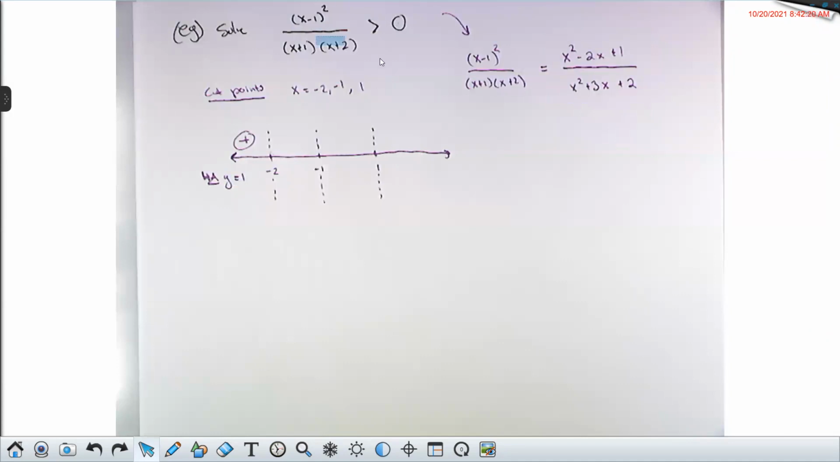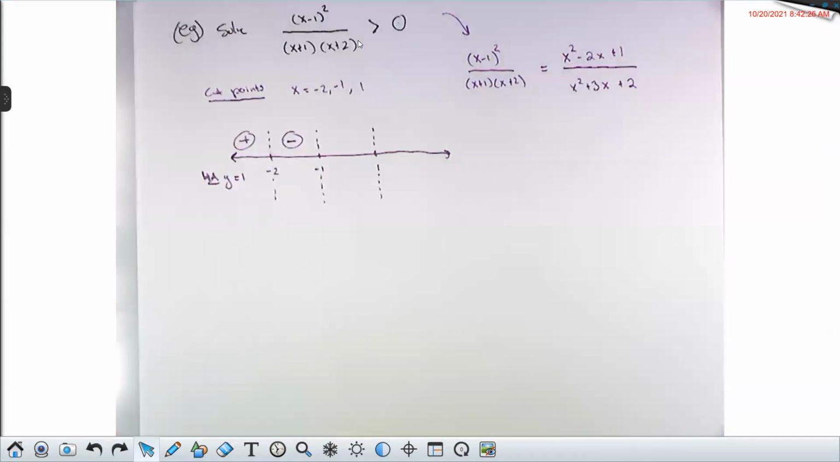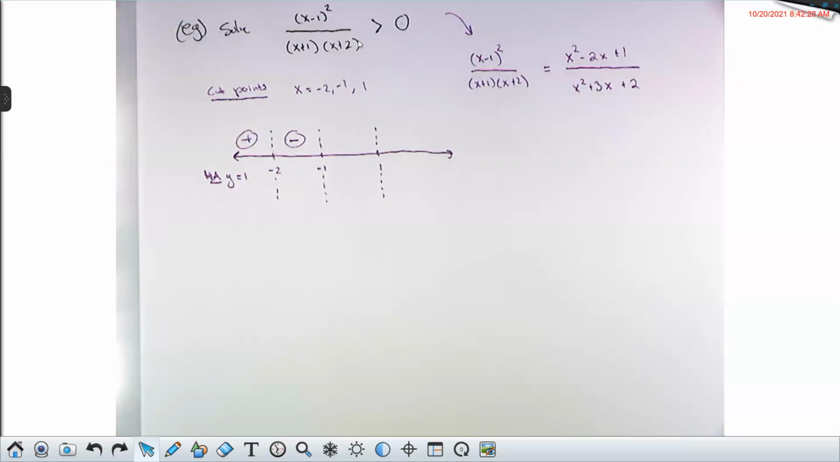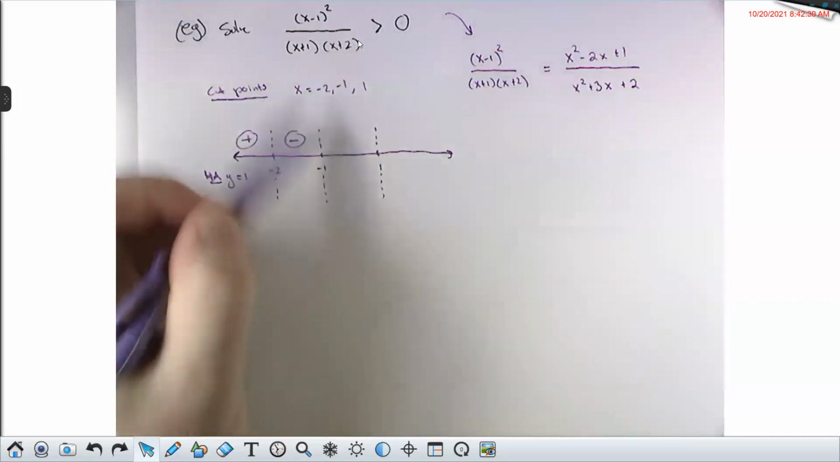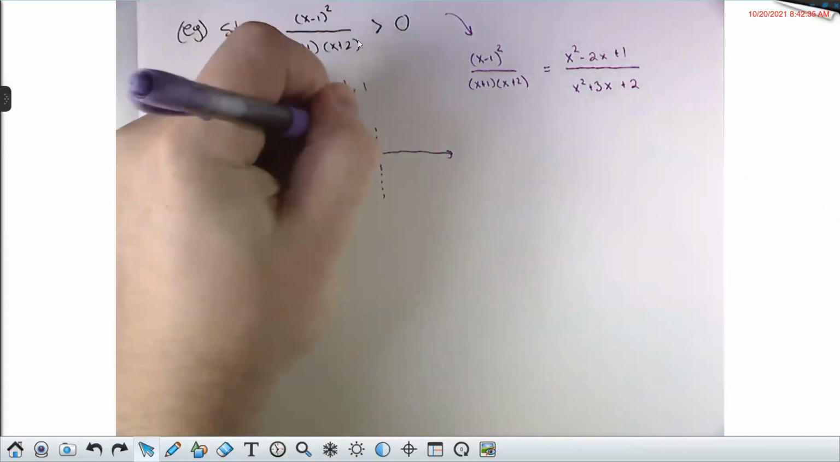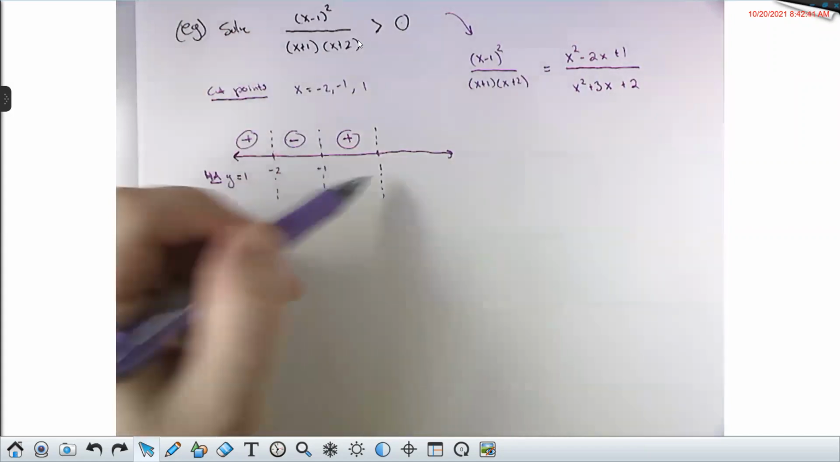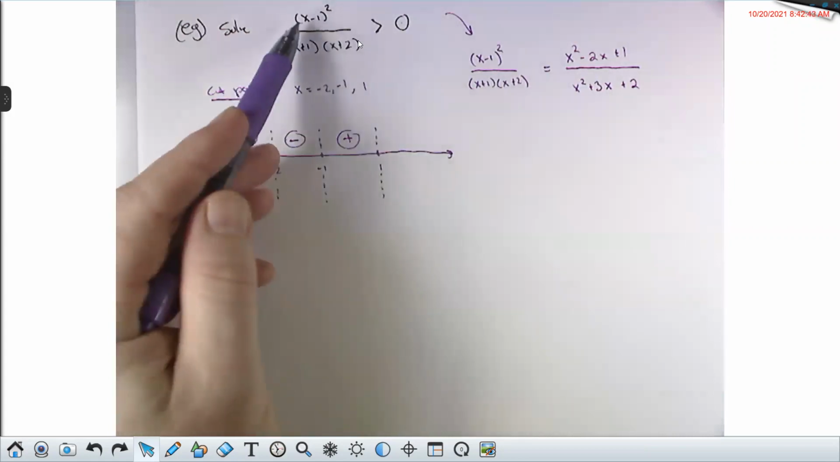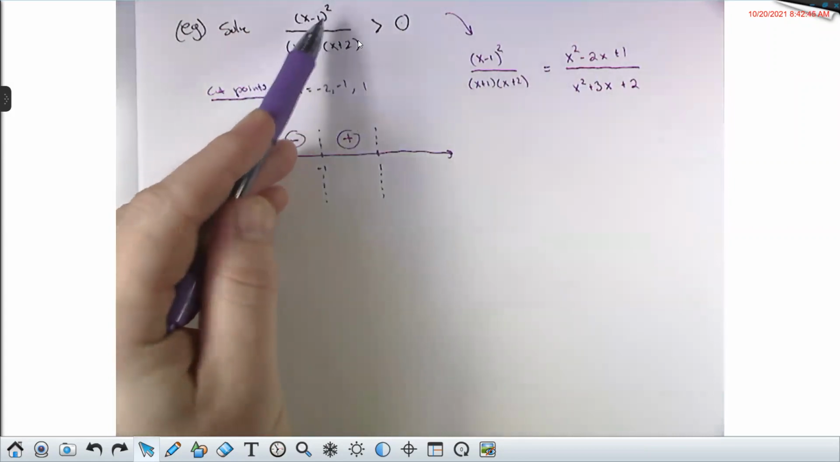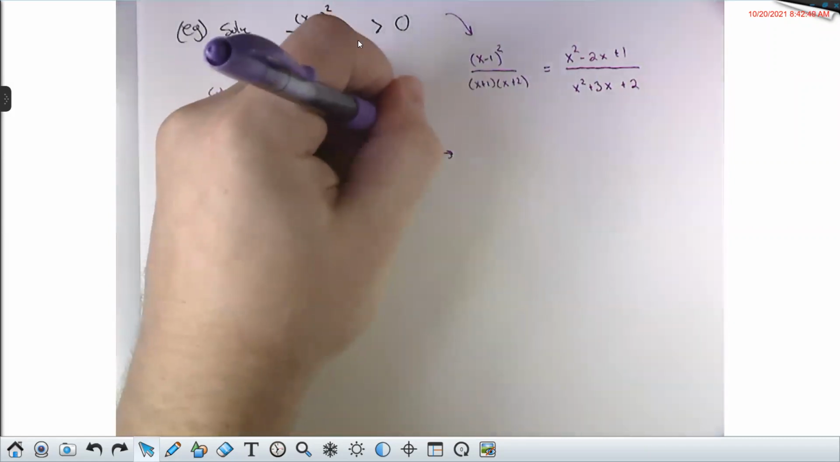Changes sign, right? Because the x plus 2 factor here is an odd multiplicity. It's a multiplicity 1. So we'll go from positive to negative. And again, as we hop over the -1, that comes from this factor. We will change sign because that's also a multiplicity 1 factor. But then as we hop over the positive 1, which comes from this factor, which is multiplicity 2, because that's an even multiplicity factor, we will not change sign.